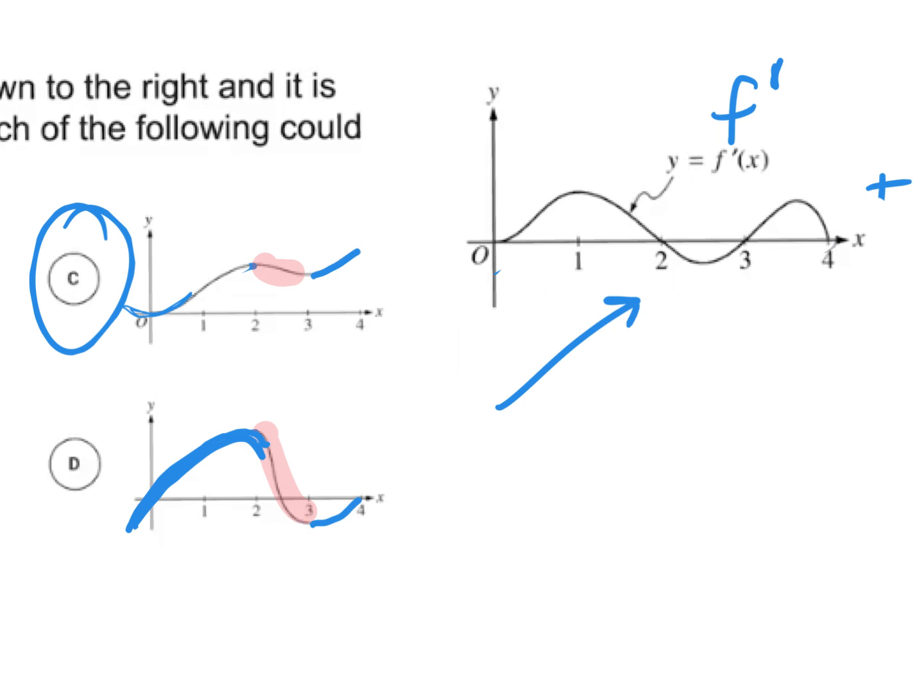Does anyone remember what I have here and here if this is a graph of f prime? If f prime goes from positive to negative, what would I have? A max. So you're saying at 2 I'd have a max. Does this graph have a max at 2? I'd say C does. Let's go check D. Ooh, D also kind of has a max at 2, so that's not going to help.